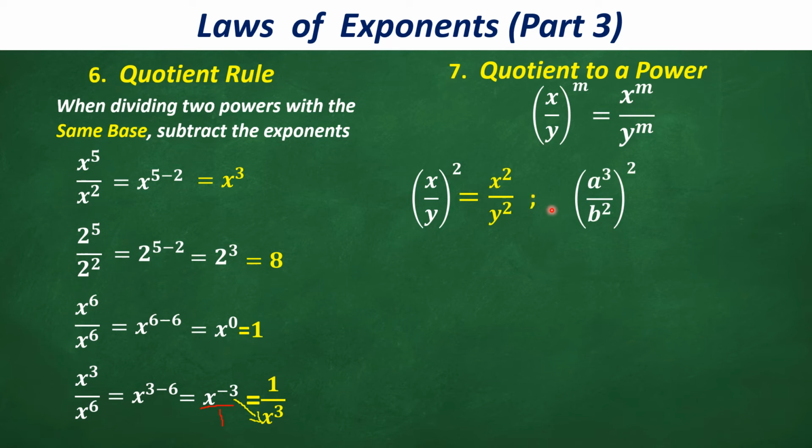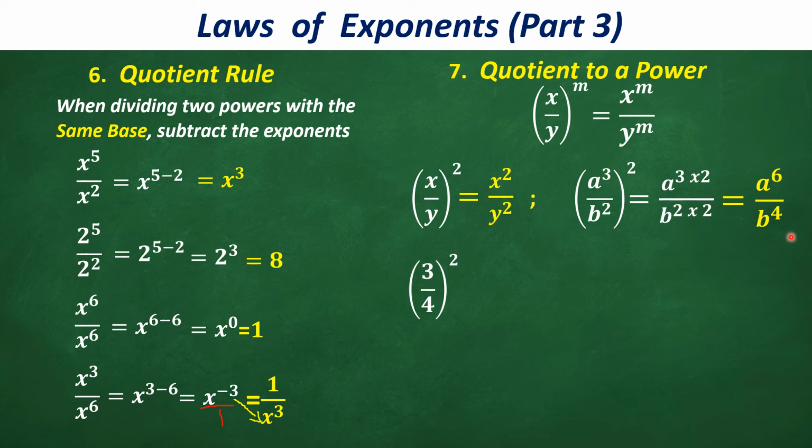Another example, if we have quantity a to the 3rd power divided by b squared, quantity raised to the 2nd power. So, again, we're going to copy the base a, multiply ang exponent ni 3 kay 2, then copy the base b, i-multiply yung exponent ni 2 dito kay 2. So, we have a, 3 times 2. So, a to the 6th power. We have b, 2 times 2 is b to the 4th power.